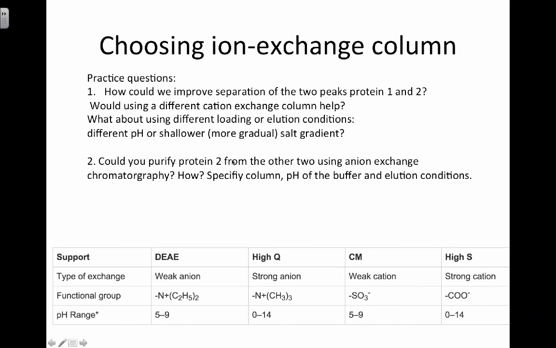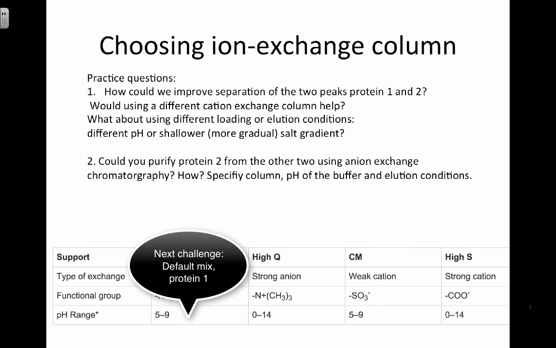Also, could you purify the same protein, protein 2, using anion exchange chromatography? For practice, specify the column, pH of the buffer, and elution conditions, and see what you can come up with. All right? If you do that, you'll be ready for a more complex mixture. The next thing you want to try is the fault protein 1. Good luck.